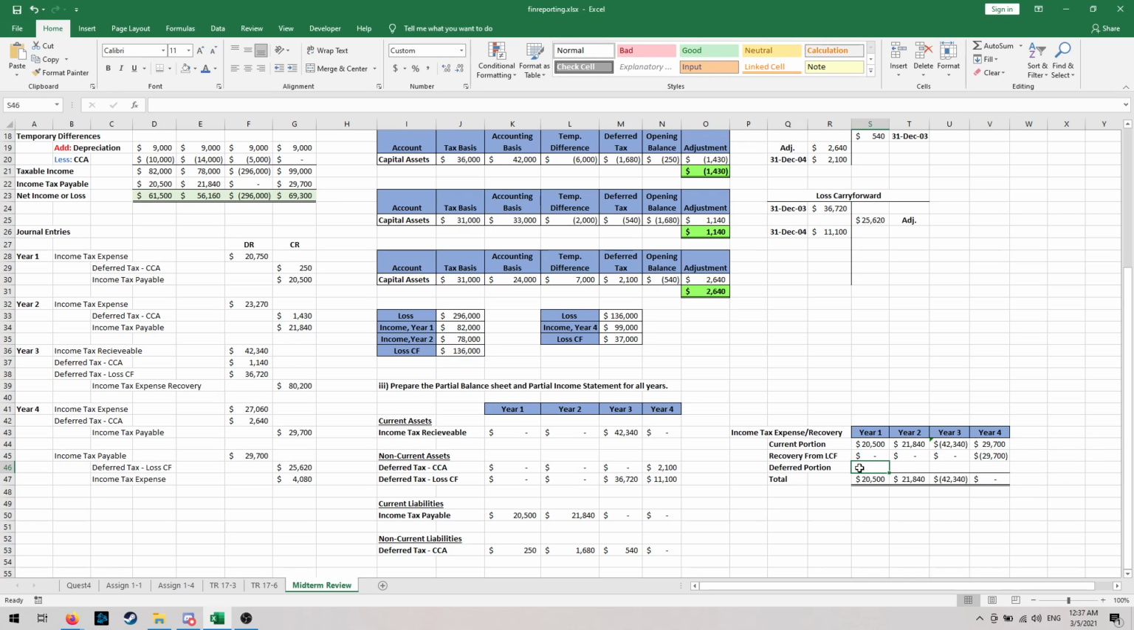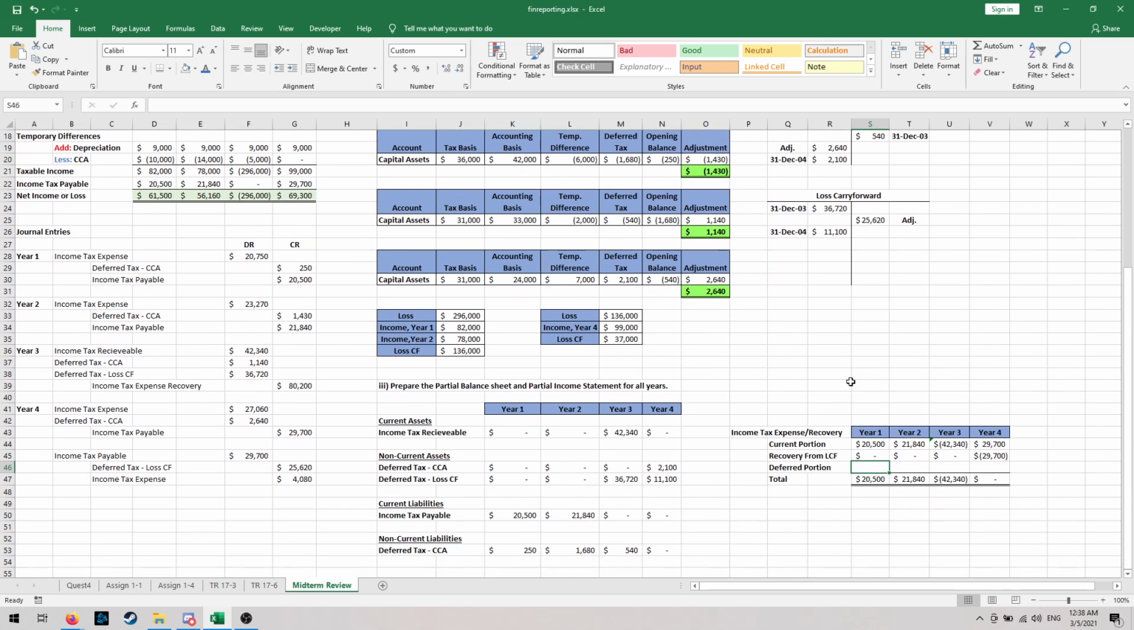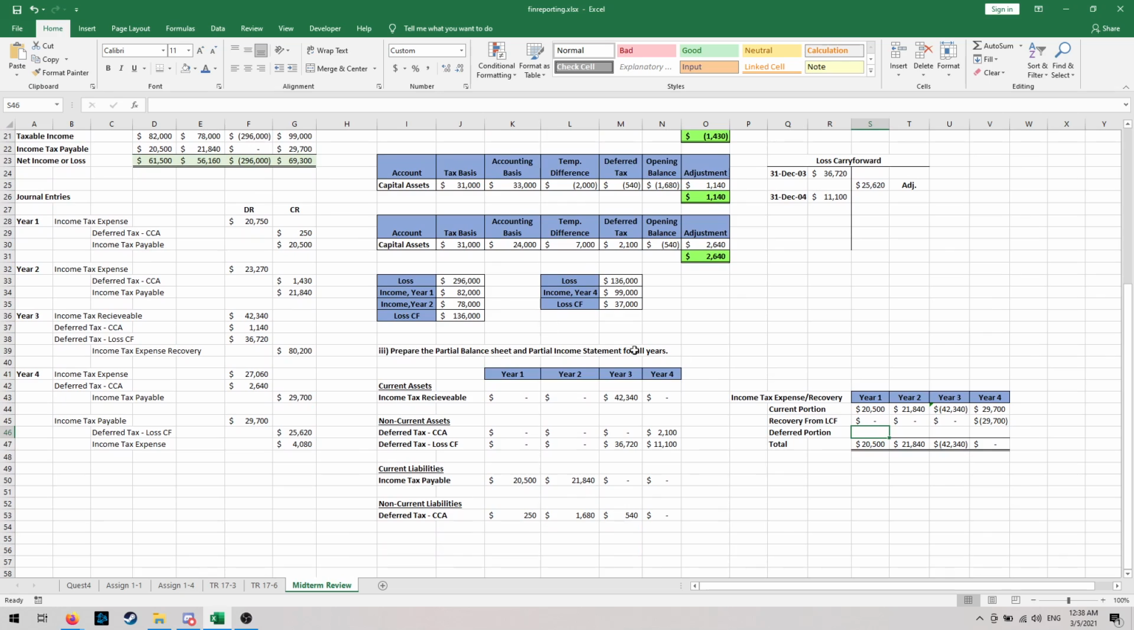And finally, the deferred portion is going to essentially represent the sum of both our deferred tax and our loss carry forward. And let me just show you how that works. It's the simplest in year 1 and 2. In year 1, it's equal to 250. In year 2, it's equal to this, the 1,430.